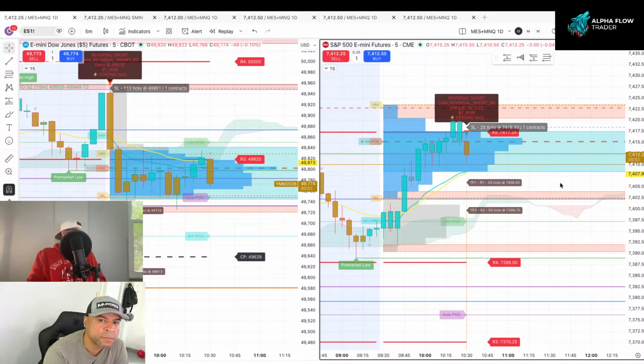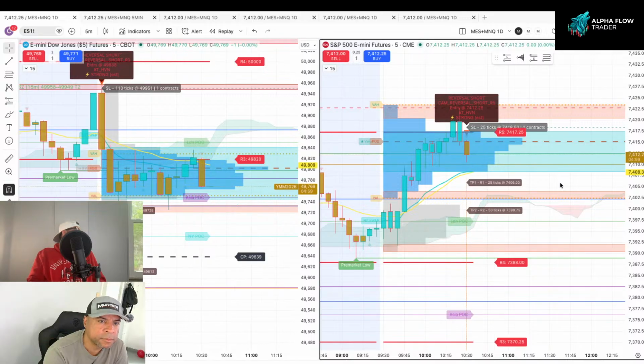I know some people use VWAP as like a TP level as well, but yeah. So this is an official signal by the app, guys. We're not taking it, but see how it goes.